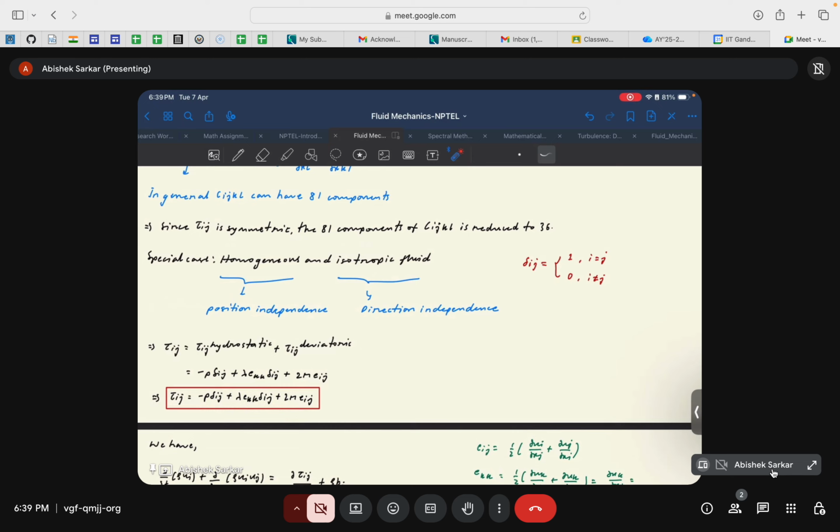So this is the final form of your stress tensor in terms of the velocity components. The pressure is there because we are not modeling the hydrostatic part, but the deviatoric part is now modeled in terms of the strain rate tensor. Both these terms have velocity gradients, and we are able to obtain the relation between the deviatoric stress components and the strain rate tensor, which is basically velocity gradients.